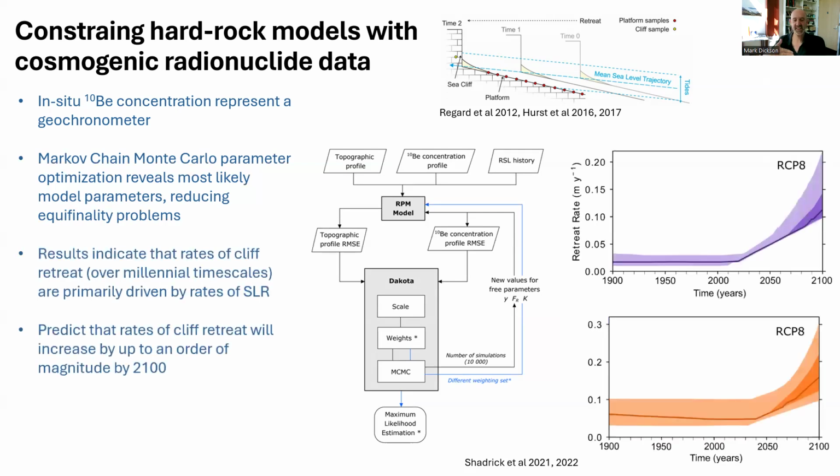It's interesting that then extending this work forward suggests that coastal erosion rates are primarily driven by sea level rise over millennial timescales, and on the basis of that, they were able to make predictions that the rate of cliff retreat in the future may increase by an order of magnitude, driven by the current and future accelerating sea level rise that we observe.